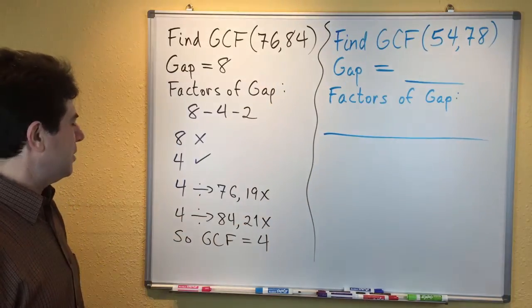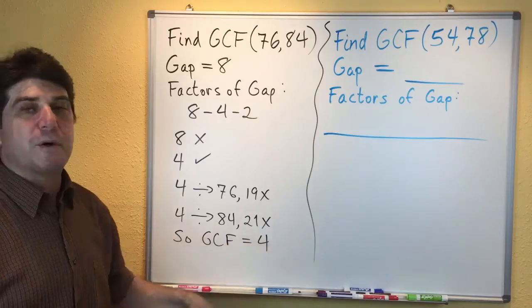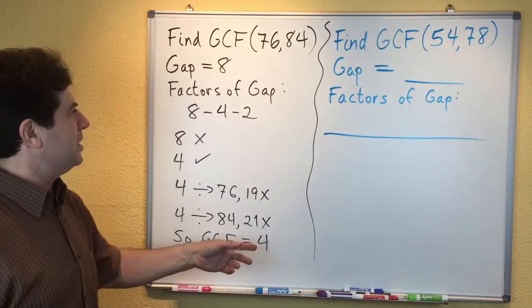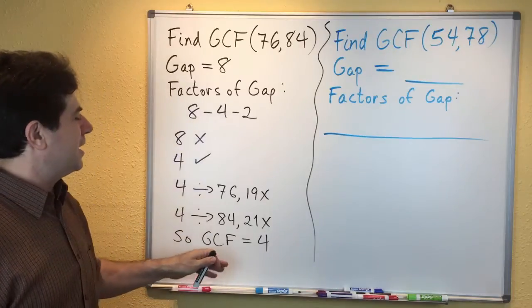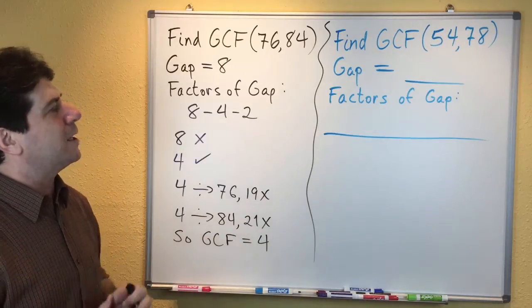So we know that 4 is our number. So the GCF is 4. And that means, since 4 goes in, we don't have to test 2, because 2 is smaller than 4, so we're done. The GCF is 4, and that's the end of that problem.